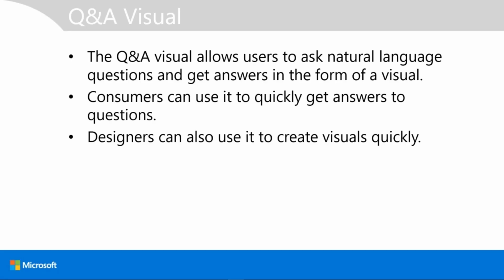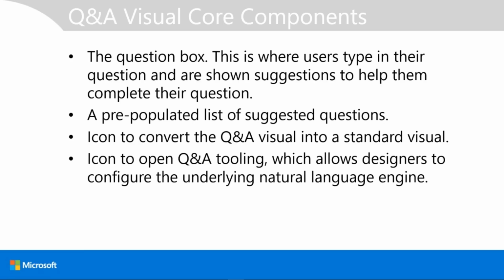All right, so next we're going to take a look at the Q&A visual. The Q&A visual allows users to ask natural language questions and get answers in the form of a visual. Consumers can use it to quickly get answers to questions, and designers can also use it to create visuals quickly. The question box is where users type their questions and are shown suggestions to help them complete their question. A pre-populated list of questions is generally available. An icon to convert the Q&A visual into a standard visual is available. And there's an icon to open Q&A tooling, which allows designers to configure the underlying natural language engine, which we talked about in an earlier sublesson.